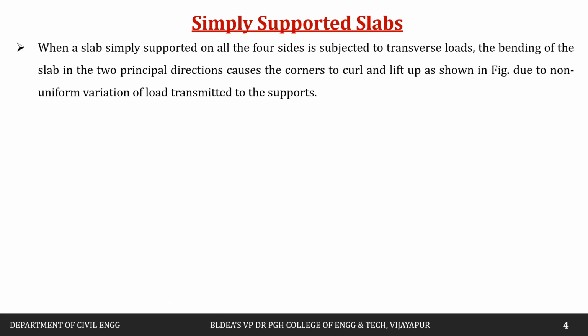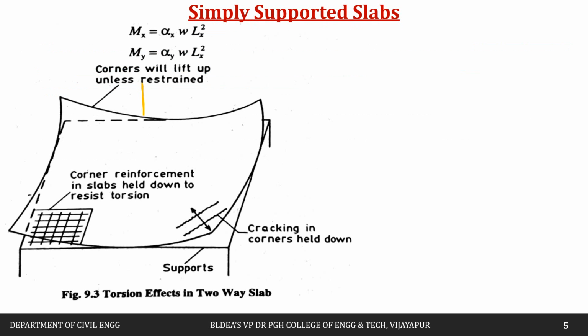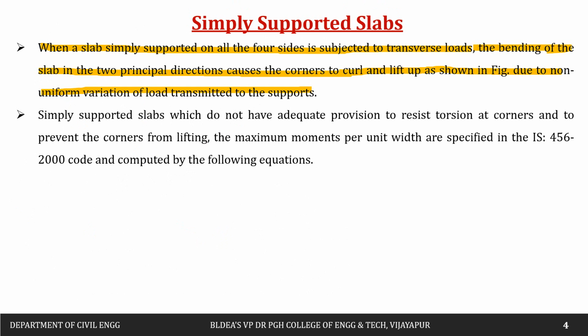Next, here we are going to have a simply supported slab. When a slab supported on all the four sides is subjected to a transverse load, the bending of the slab in the two principal directions causes the corners to curl and lift up, as shown in the figure, due to non-uniform variation of load transmitted to the support. So what happens is that when the load is applied in this way, these corners try to get lifted up. The two principal directions cause the corners to curl and lift up.